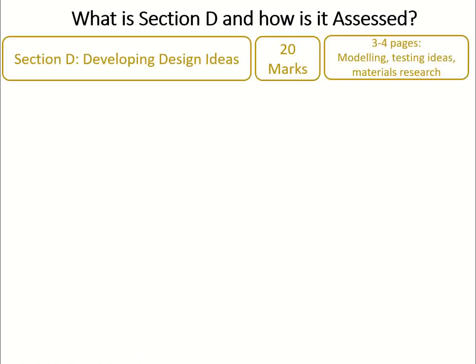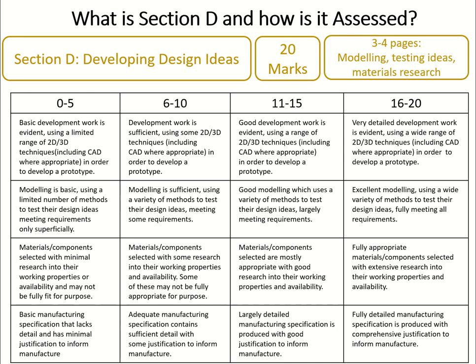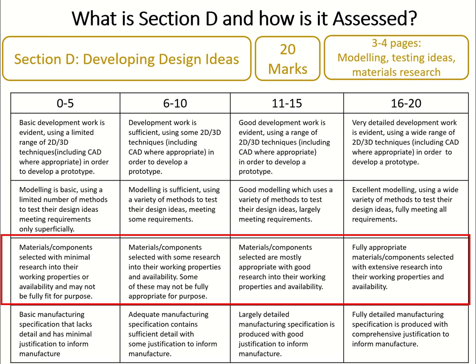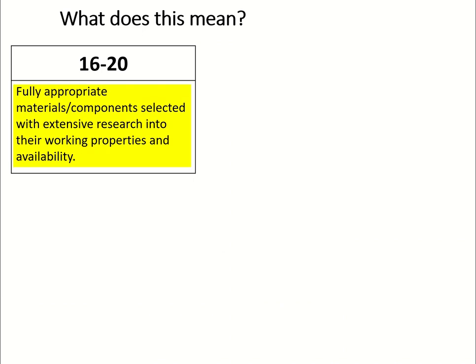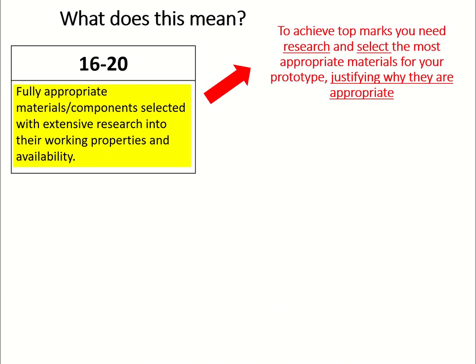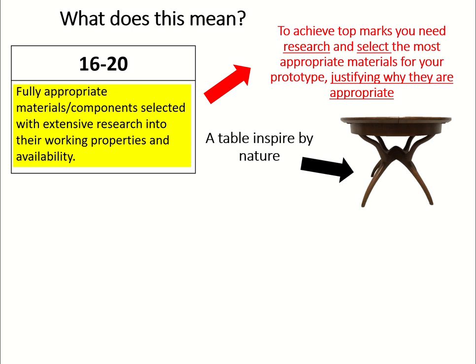Well, if we look at section D of the NEA, you get 20 marks for section D, which is developing design ideas, and as part of that you need to choose fully appropriate materials with extensive research into working properties and availability. If you can hit that mark scheme early, then you can pick up marks, which is what we want to do. Now, what does that mean? You basically need to research and select the most appropriate materials for your prototype, justifying why they're appropriate. So whatever you end up making, you need to have chosen materials correctly.